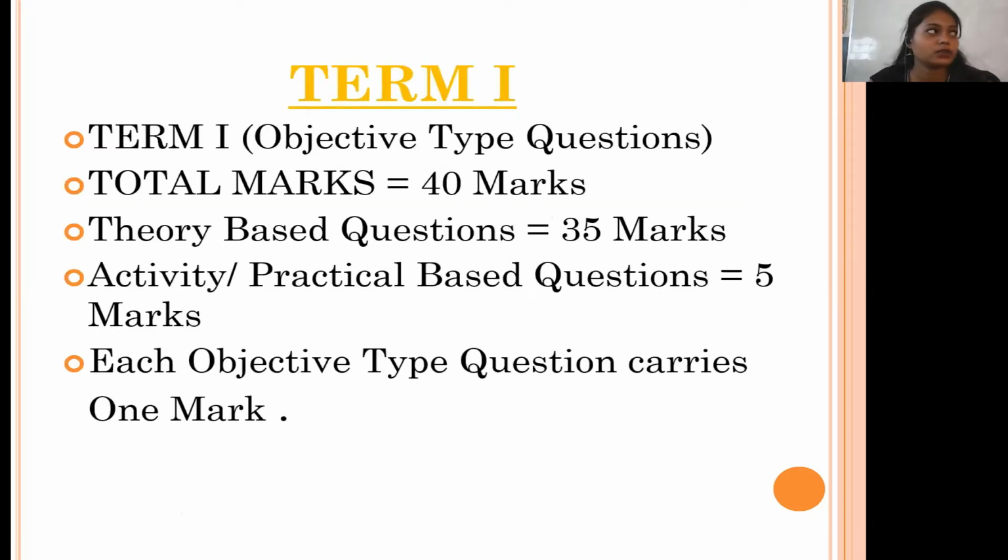Now we will talk about term 1. Term 1 contains only objective type questions. Total marks will be 40 marks. Here, 35 marks are contained by the theory-based questions. Then activity or practical-based questions are of 5 marks. Each objective type question carries 1 mark. And for each MCQ, you will get 4 options.